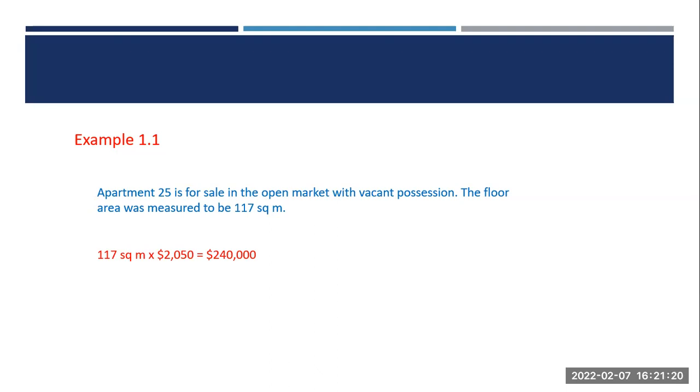So we have 117 square meters. The price is 2,050 US dollars per square meter. So we can assume that our estimation of value could quite comfortably be 240,000. Of course, actually, with apartments, they tend to compare not on a square meter basis, at least not in the UK. In other parts of the world, they definitely do. But in the UK, we tend to maybe say, how many bedrooms?